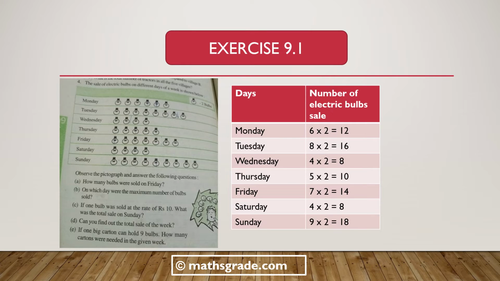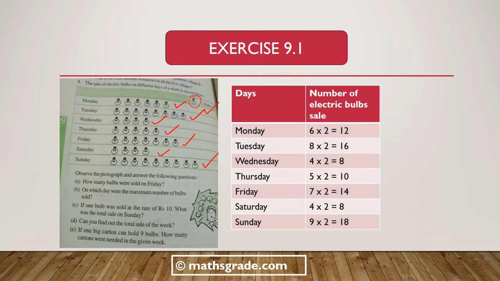Now we have to solve question number 4. The sale of the electric bulbs on different days in a week is given below. One pictograph bulb is equal to 2 bulbs. So on Monday there are 6 bulb images. On Tuesday there are 8 bulb images. Wednesday there are 4 bulbs. Thursday there are 5 bulbs. Friday there are 7 bulbs. On Saturday there are 4 bulbs. On Sunday there are 9 bulbs.